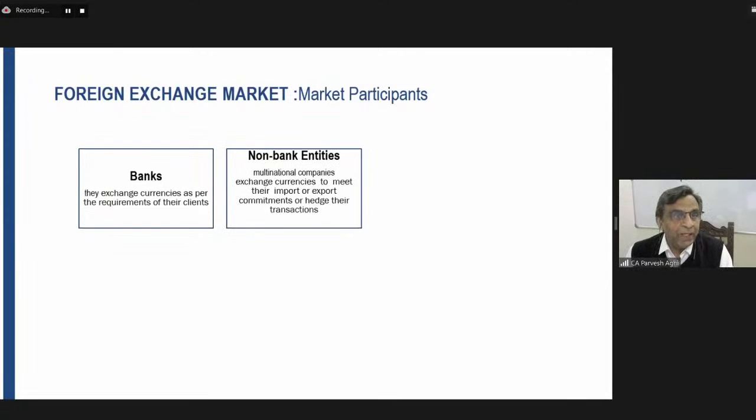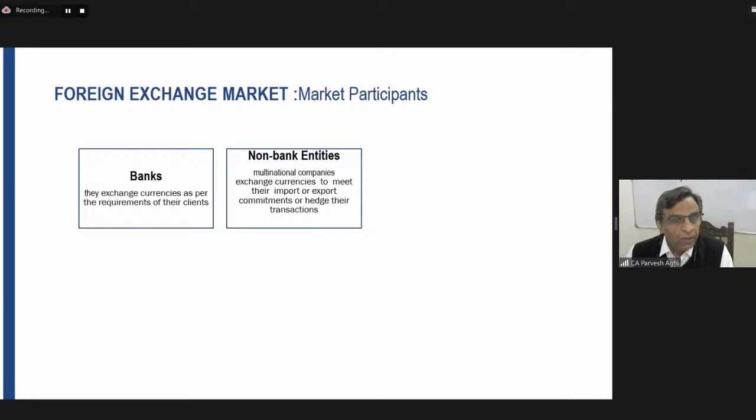Then the non-banking entities. Now, who are they? Multinational companies. They exchange currencies to meet their import or export commitments. So they may have export and import commitments, or hedge their transactions. So sometimes they need dollars, or they need foreign currency immediately, or they want to sell the foreign currency. So they approach the banks, or they can even hedge their transaction by entering into a forward contract with the bank. Okay, so these are the non-bank entities.